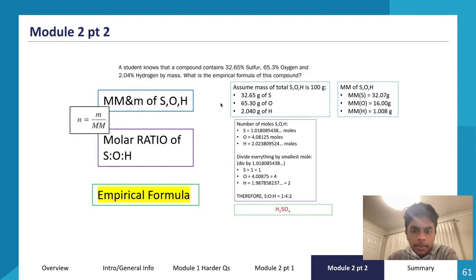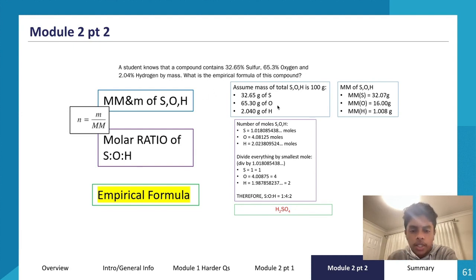So assume the total mass of everything is 100 grams, right? And if we assume the total mass of everything is 100 grams, then we'll have 32.65% of it. So 32.65 grams of sulfur, 65.30 grams of oxygen, and 2.040 grams of hydrogen, following their percentage compositions. Now let's go through the steps by finding the moles of each thing.